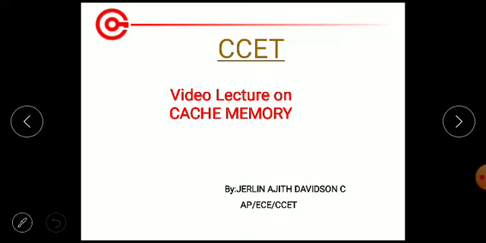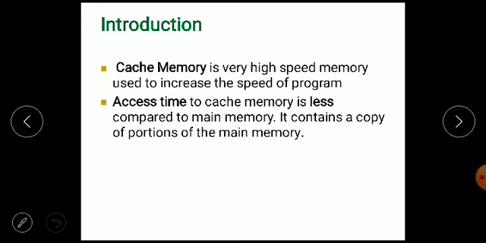Today we are going to discuss and revise the topic cache memory from Unit 5 of Computer Architecture. So let us see what is cache memory. In the introduction part, cache memory is a very high speed memory, which is used to increase the speed of the program execution.